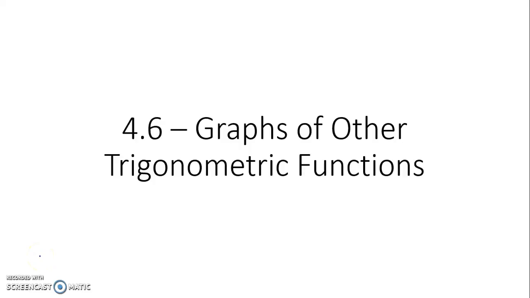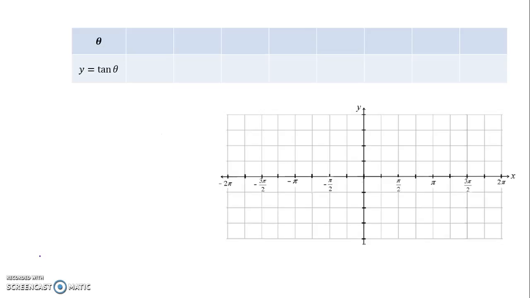4.6 is all about our graphs of our other trig functions. So we've already handled sine and cosine, it's time for the other four. We're going to start with tangent. Just like we did when we were making our other graphs, we are going to look at our table.